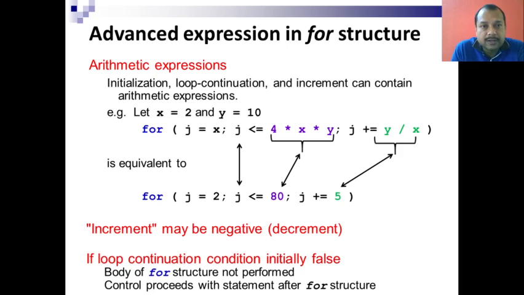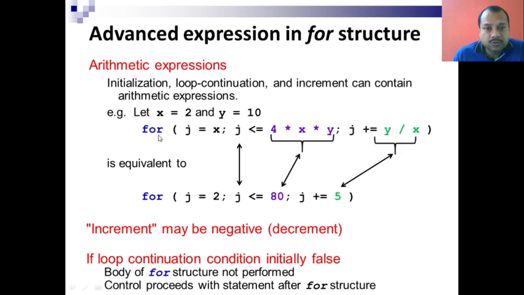So here is one situation where I am demonstrating the advanced expression in the for structure or for construct. In the arithmetic expressions, initialization, loop continuation and increment can contain arithmetic expressions. So in the for structure, basically all those 3 expressions, expression 1, 2 and 3, can have arithmetic expressions. As of now, in all our examples, expression 1 is always an arithmetic expression, expression 2 is basically conditional testing, expression 3 was an arithmetic expression, but this expression 2 can also contain a part of an arithmetic expression, and expression 3 also can contain a part of the arithmetic expression.